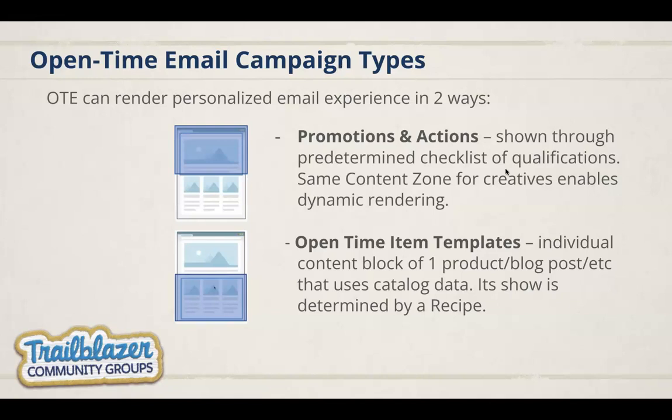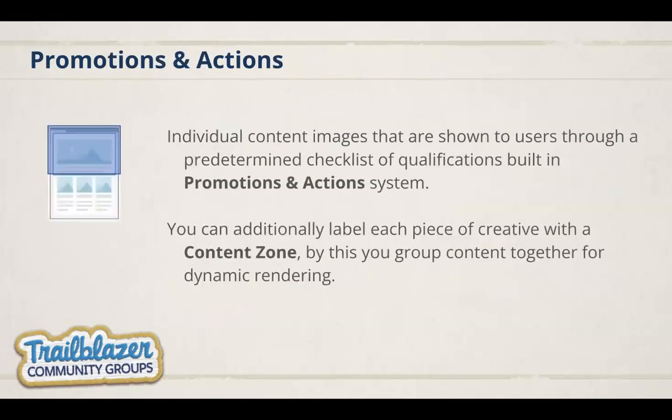When it comes to promotions and actions, these are just shown through a predetermined checklist of qualifications, and it uses the same content zone for creatives that enables dynamic rendering. So you already know that we can store content in Marketing Cloud Personalization, and this will be different banners, different images, and each of them can be tagged with some content zone where this content might be used, because some of the banners are of a resolution prepared for web experience, some can be used in mobile apps, and some, for instance, in emails. So content zones and promotions and actions targeting email content zones will be used for the email experience. Now let's look into each type a bit closer.